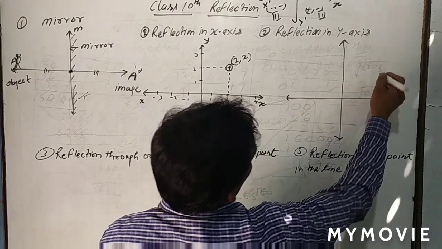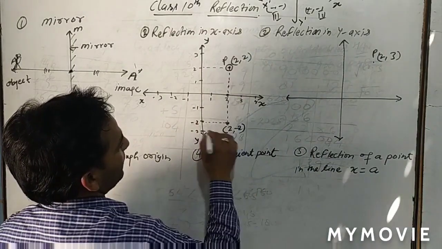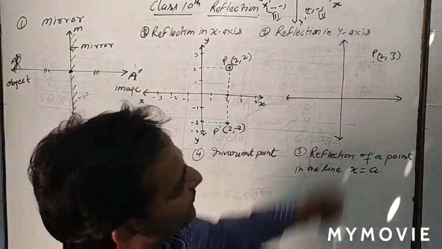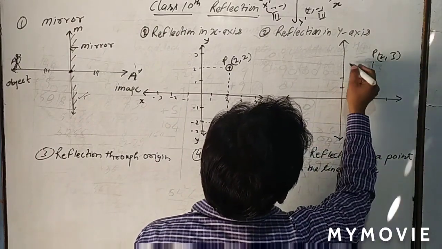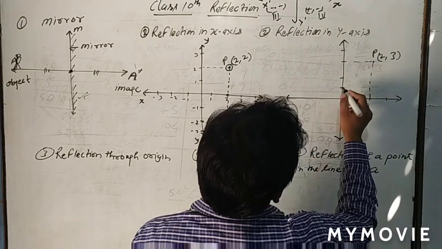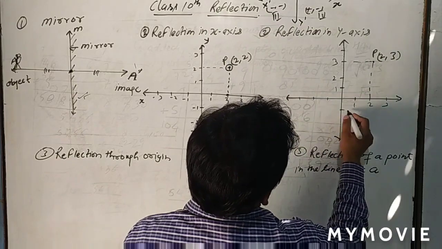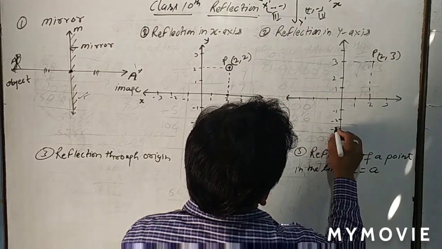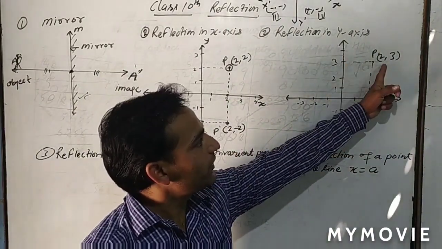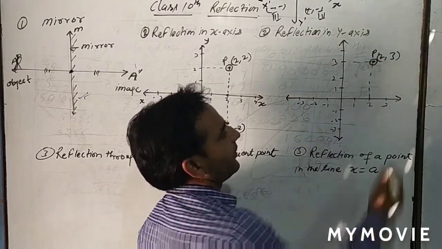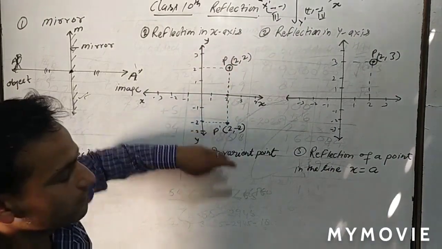Now reflection in the y-axis, let us take one more example. If we have any point like 2, 3 here, point P, it will be P dash. So if we have a point P, 2, 3, and now the reflection in the y-axis.